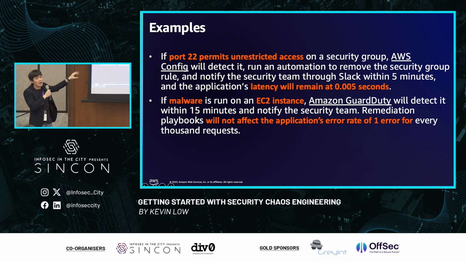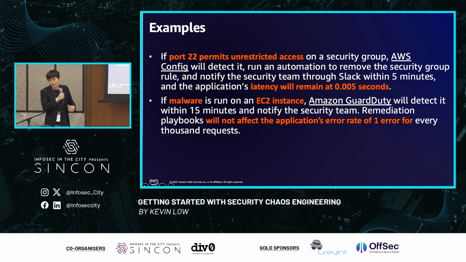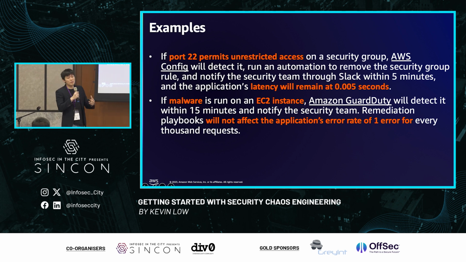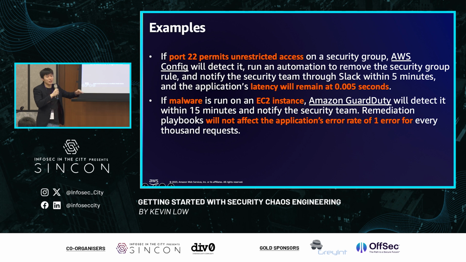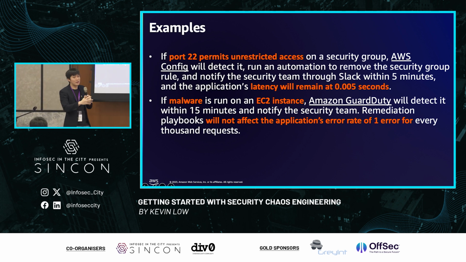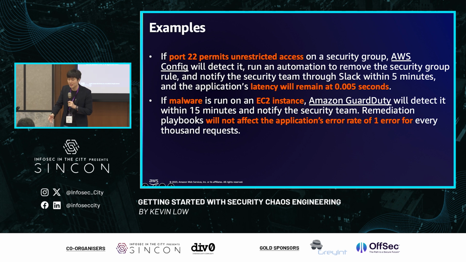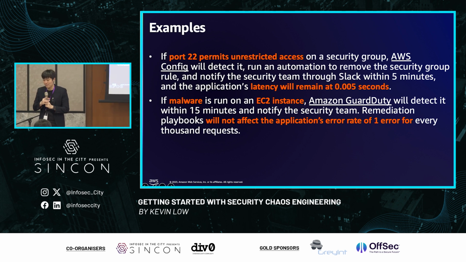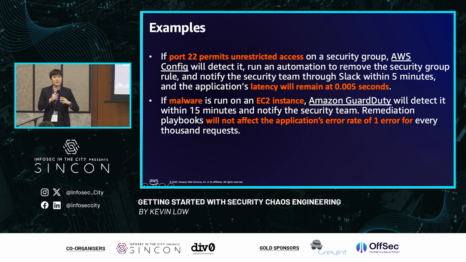Second example, if malware is run on an EC2 instance, Amazon GuardDuty will detect it within 15 minutes, notify the security team, and run the playbooks. The playbook should not affect the application's error rate, for example. So these are examples of hypotheses that you can think of from your business. Like I said, keep it focused on business outcomes and metrics, right? And remember, hypotheses don't need to be complex when you're starting out.